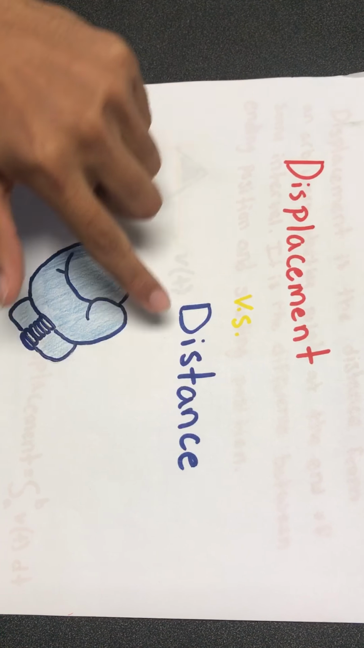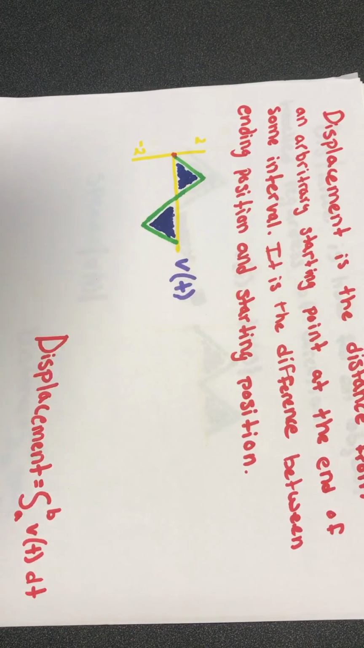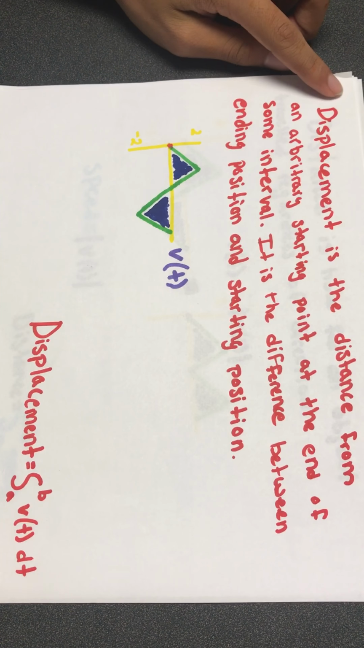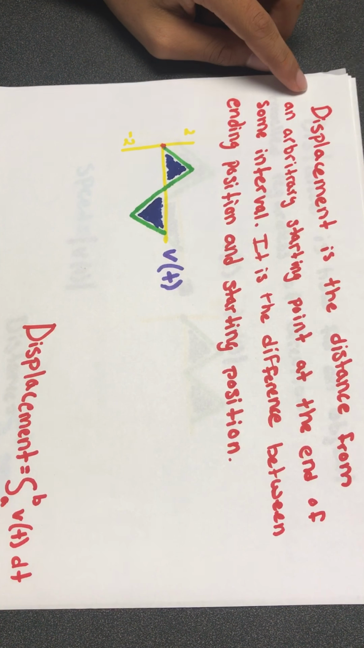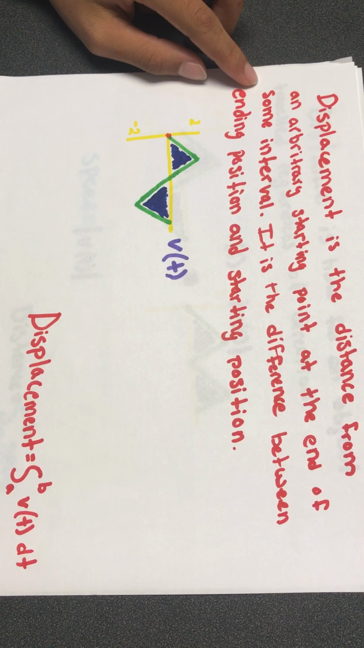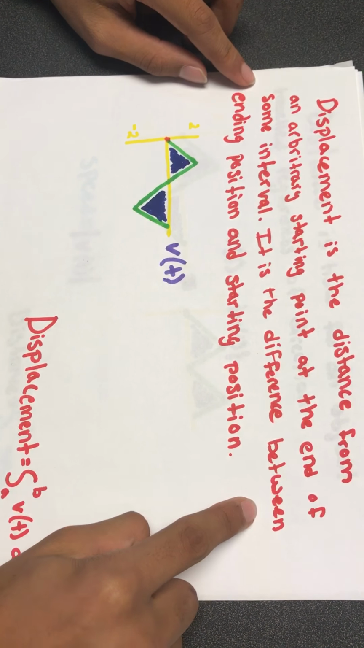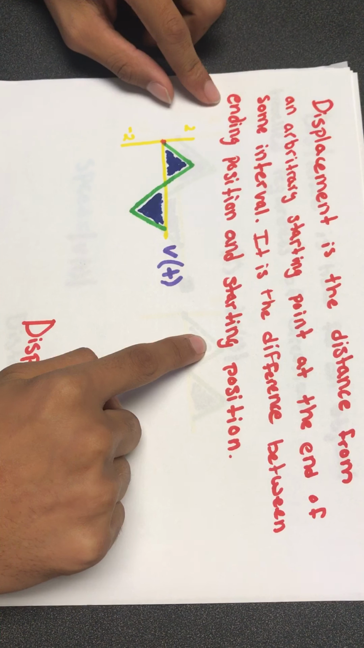Displacement versus distance. Displacement is the distance from an arbitrary starting point at the end of some interval. It is the difference between ending position and starting position.